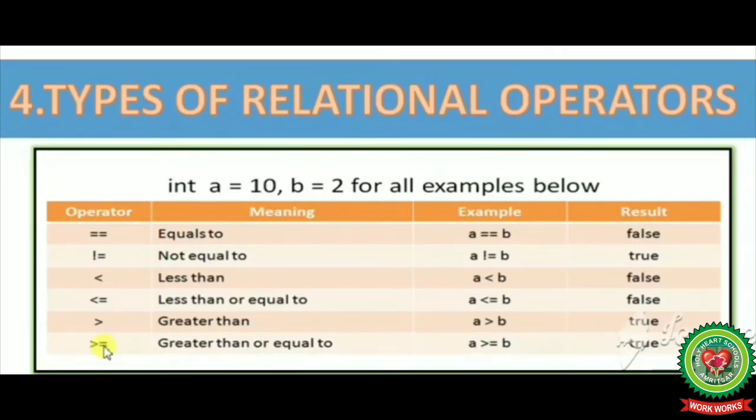And number 6, greater than or equal to, means the value can be greater than or equal to b. Now a is greater than b but a is not equal to b. But one condition is true, so we will get the answer true. So these are the 6 types of relational operators in Java.